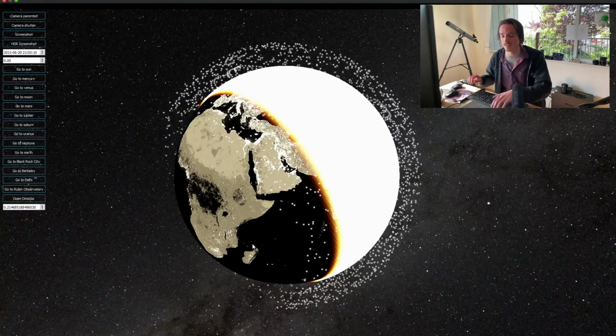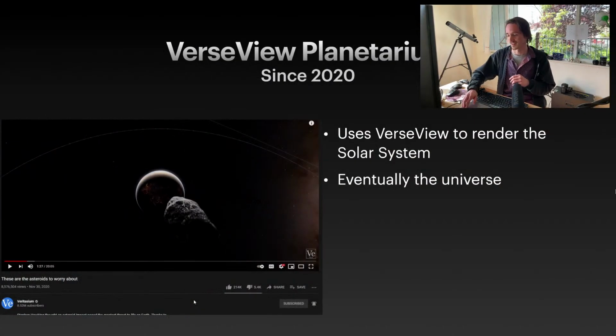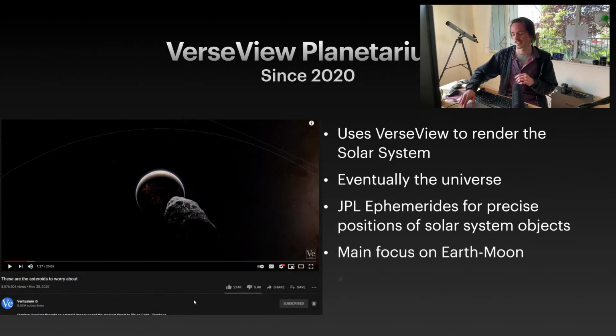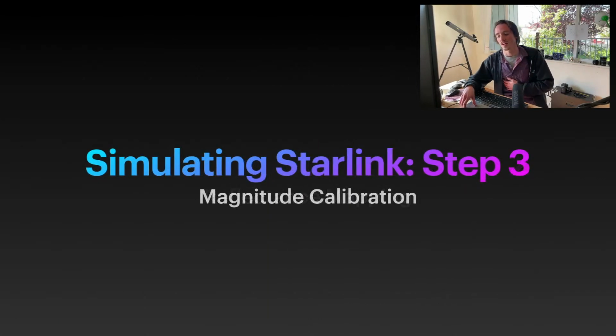Let's go to the next step. So, okay, there's VerseView Planetarium. Let's catch up. So we're at step 2, reflectance mapping. Step 3, magnitude calibration. I talked about that.